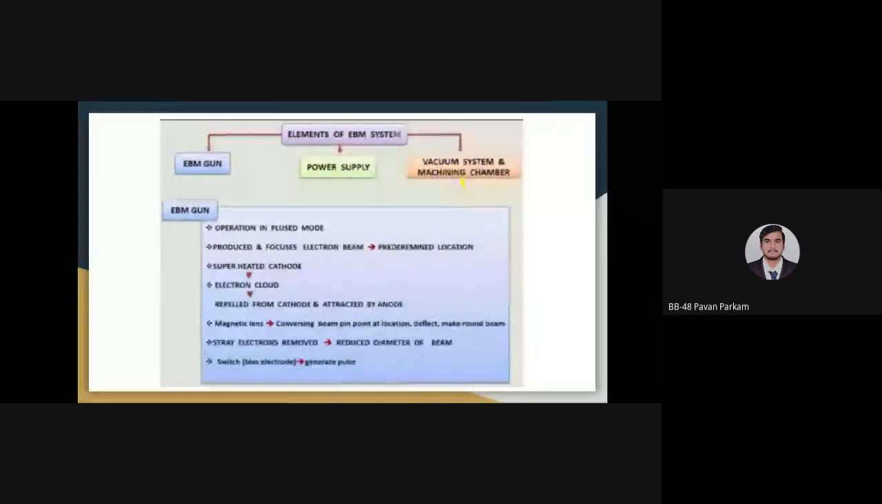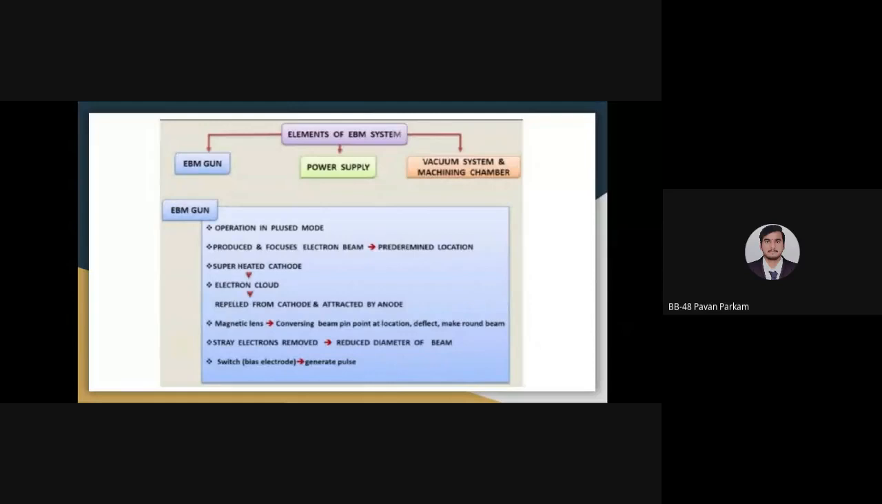Now I'm going to talk about the first one, that is the EBM gun, the electron beam gun. It operates in a pulse mode. There are some biased electrodes used, and by controlling these electrodes, you can generate the pulse electron beam.